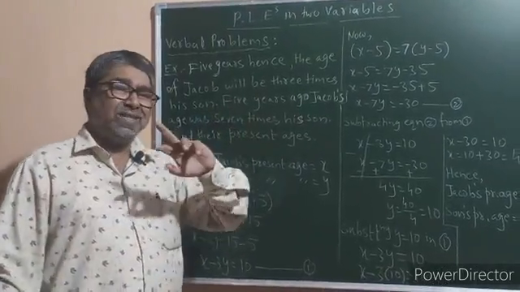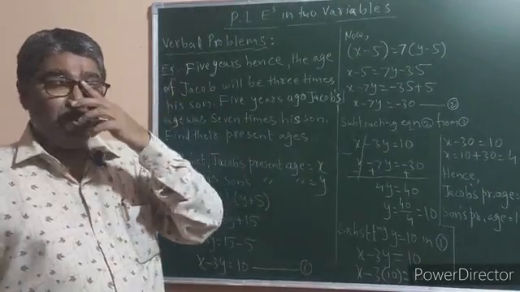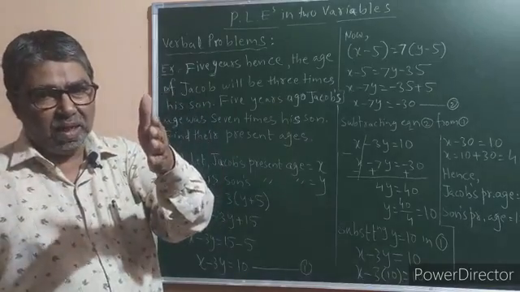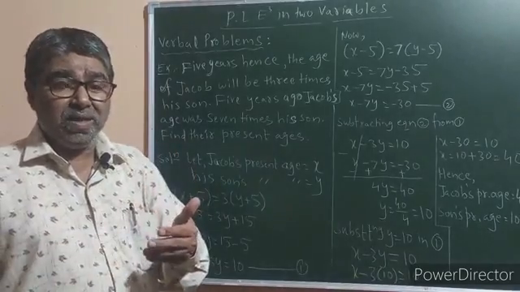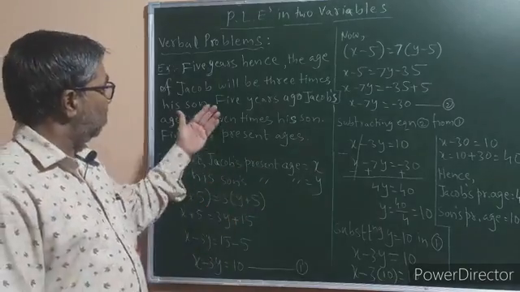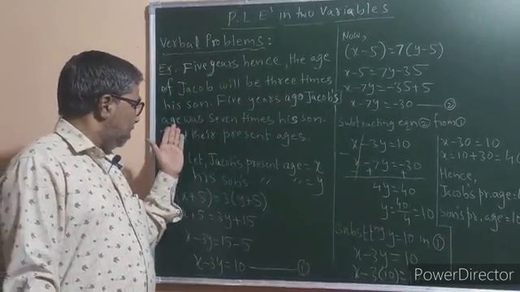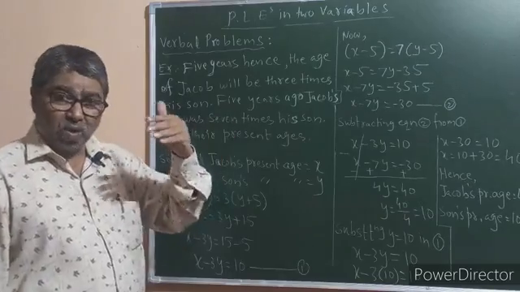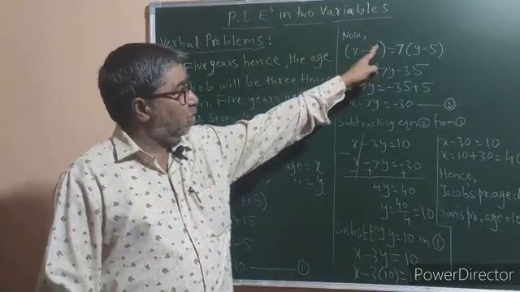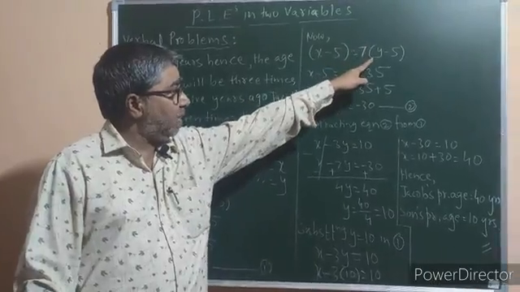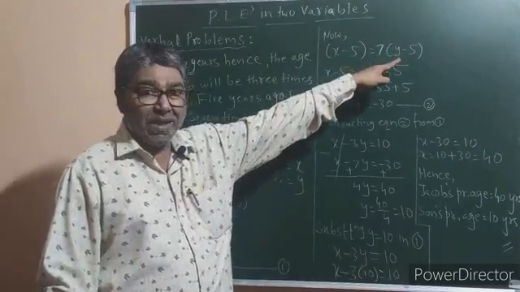Now if you go through the second condition, you will get a mathematical form, and if you simplify that mathematical form, again we are going to get the second linear equation in two variables. Now read out the second condition. 5 years ago Jacob's age was 7 times that of his son. So 5 years back, x minus 5 is equal to 7 into bracket the age of his son 5 years ago, which will be y minus 5.